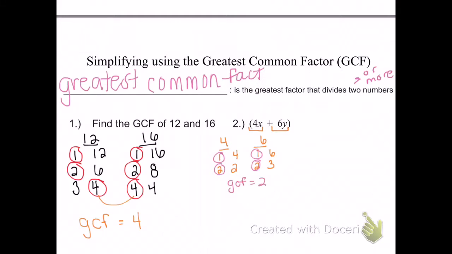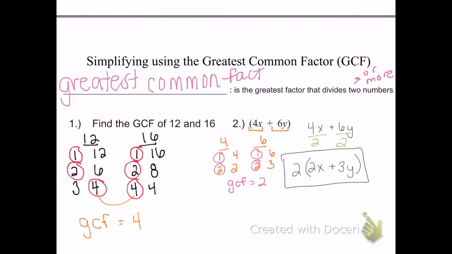If we wanted to factor that GCF out, you're going to divide each term by that GCF. So we have 4x plus 6y. I'm going to divide both of those terms by 2. 4x divided by 2 gets us 2x, and 6y divided by 2 gets us 3y. So that's what's left over, and we're just going to put our GCF out front. That would be our answer.